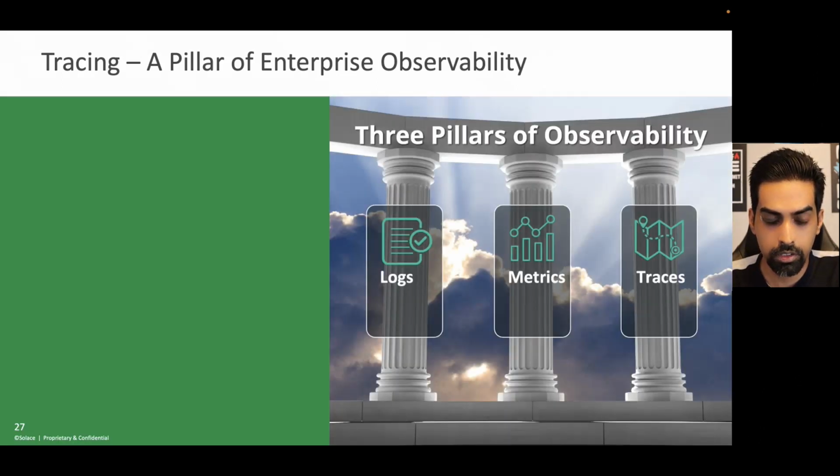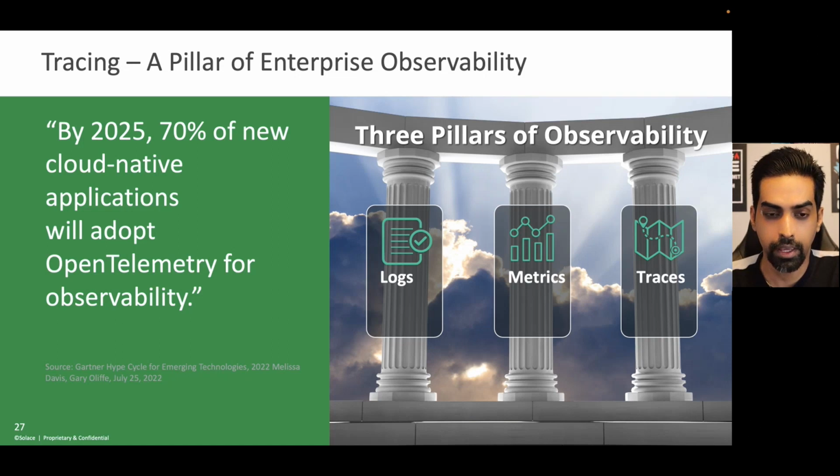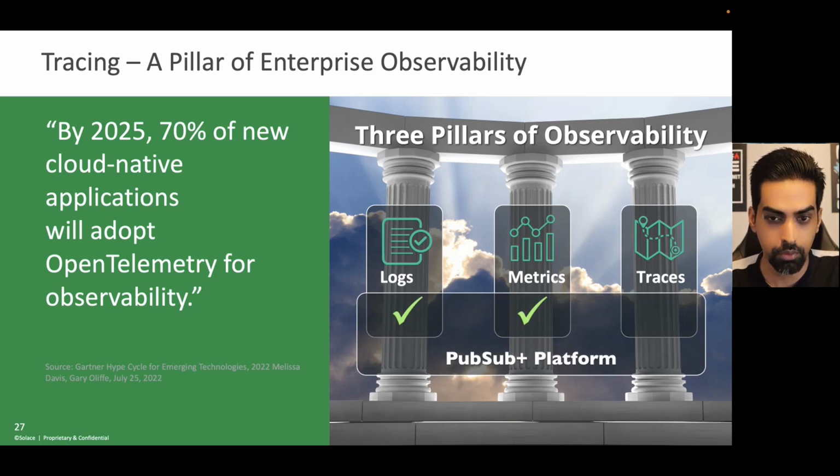So we're seeing observability become increasingly important across enterprises, again going back to how complex their network topology is. And Gartner says that they expect by 2025, 70% of applications, in this case in the cloud, will introduce observability through the OpenTelemetry standard. And there are three pillars of observability. There's logs, metrics, and traces. And the PubSub Plus platform natively supports all three.